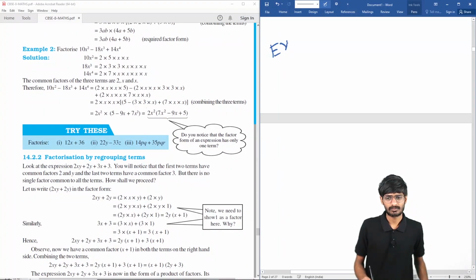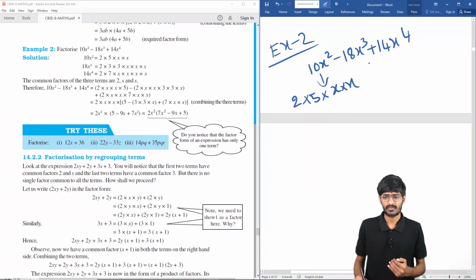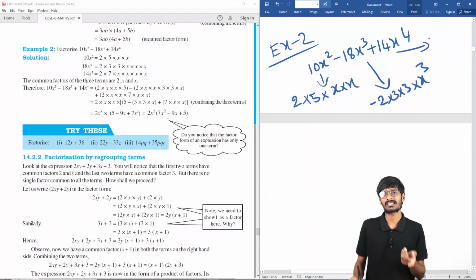And the next example, two. We have to factorize 10x square minus 18x cube plus 14x power 4. Okay, how to do it? Here we have 3 terms. Take every term: 10 we can write as 2 into 5 into x into x. In the case of 18, 6 3s are 18, and 6 can be written as 2 3s. So it is 2 into 3 into 3 into x cube. And coming to 14, it can be written as 7 2s, into x power 4.